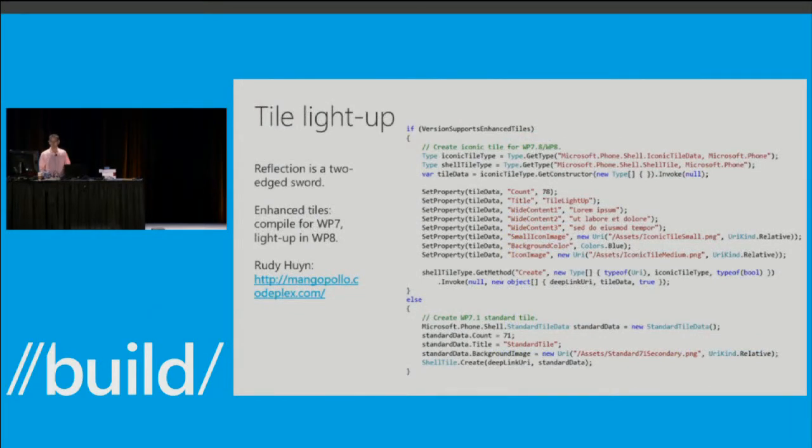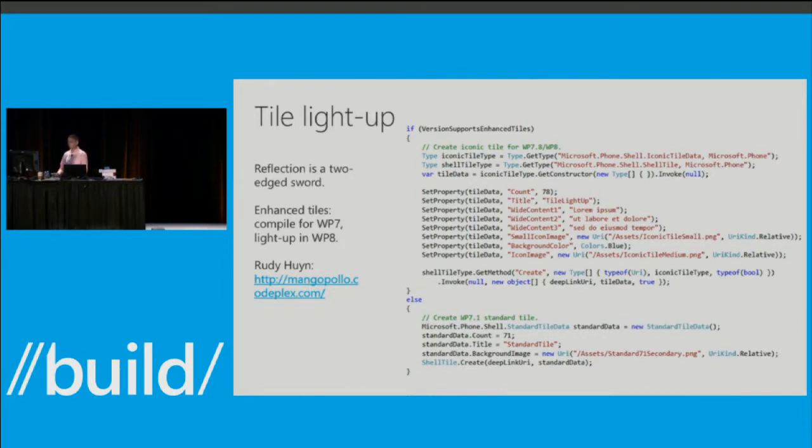And then if this is a version that supports it, if current version is greater than or equal to 7.8, then we know it supports enhanced live tiles, in which case we can go ahead and create an enhanced live tile, which has 3 different sizes, a front and a back, and 3 different formats, iconic and flip and so on. And you'd obviously have to do that via reflection because you're compiling for 7. In this case, you're compiling for something sub 7.8, but you want it to run on devices that include 7.8 onwards.